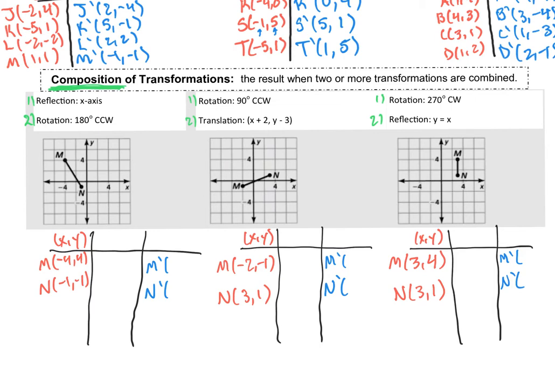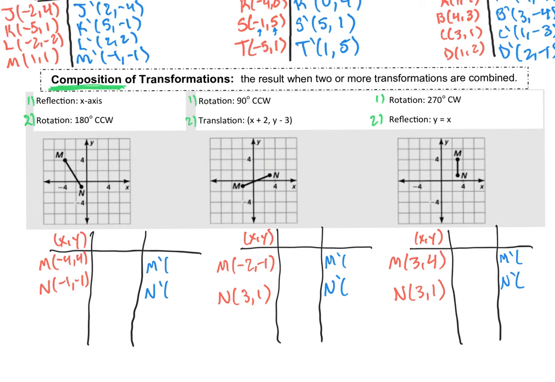So the first column on the left is our pre-image. That's our starting points. The middle column will be the first transformation. And then the last column will be our image, or the final transformation, the final image there. So let's go ahead and do this first one together.